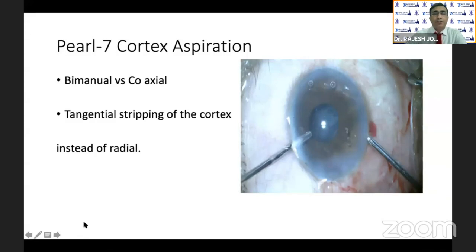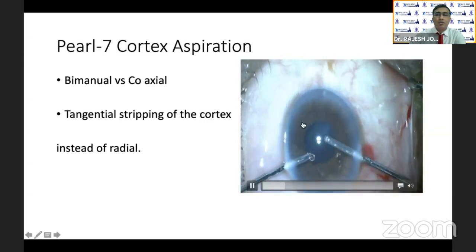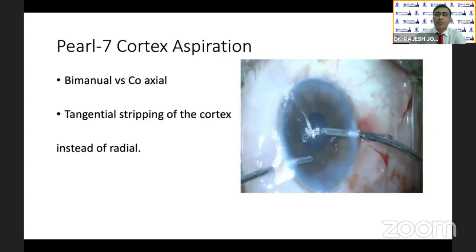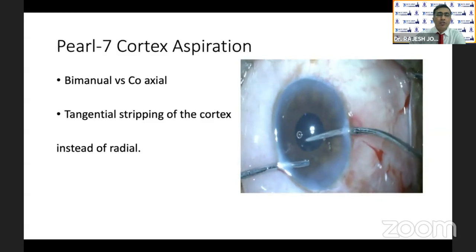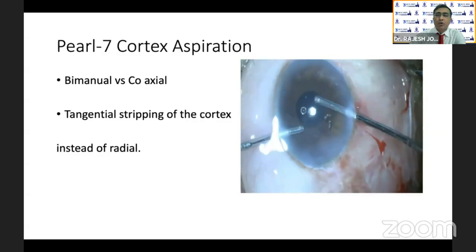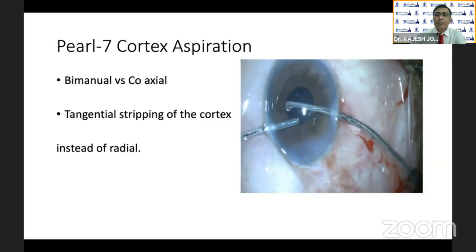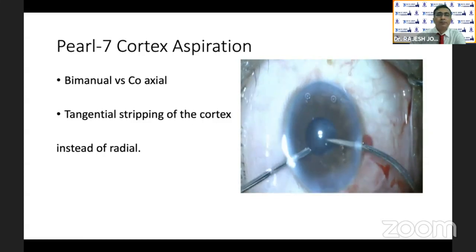Now, cortex aspiration is a very important thing. You have to remember that there is some zonular dehiscence area and you should avoid the radial stripping of the cortex. You should do it in a tangential way. Push your aspirating cannula beneath the capsular rhexis margin and don't pull the cortex radially. You should sweep it beneath the capsular rhexis margin in a tangential manner. Bring the cortex to the central area and then aspirate the cortex. This is the way to aspirate the cortex once you have removed the nucleus.